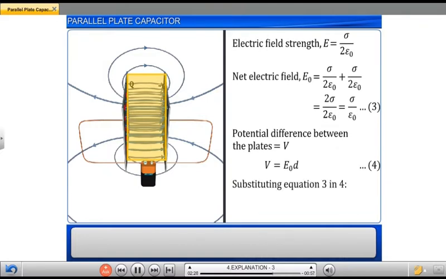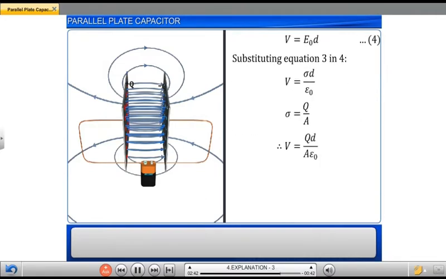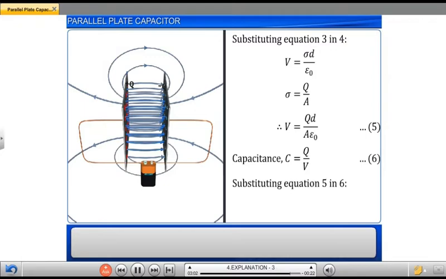Substituting equation 3 in 4, we get V is equal to sigma d by epsilon naught. But we know that the charge density sigma is equal to Q by A. Therefore, we have V is equal to Q d by A epsilon naught. Let this be equation 5. Now, the capacitance of a parallel plate capacitor C is equal to Q by V. Let this be equation 6. Substituting equation 5 in 6 and simplifying, we get capacitance C is equal to epsilon naught A by d.